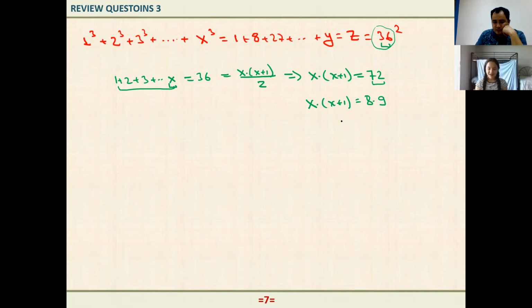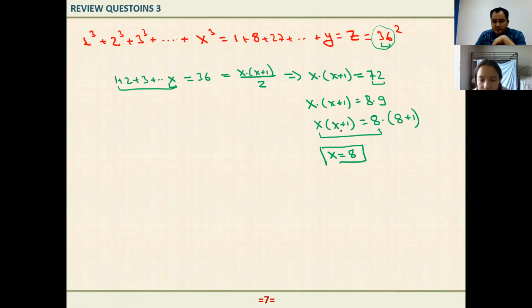Oh. So here, what is 9? I can rewrite this like this. x times x plus 1 is equal to 8 times, what is 9? It is 8 plus 1. So from here then, what is the value of x? x times x plus 1 equals 8 times 8 plus 1. Then x must be 8. Oh, yeah. So we got 8 now.